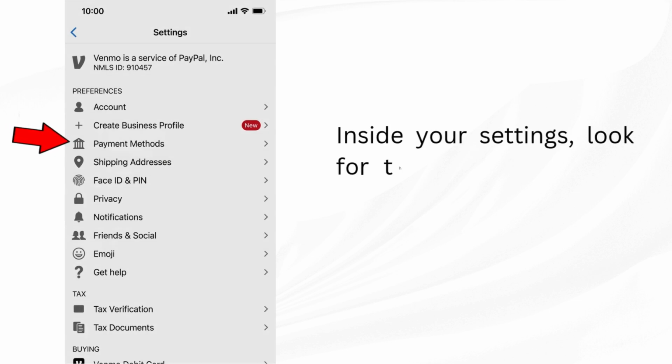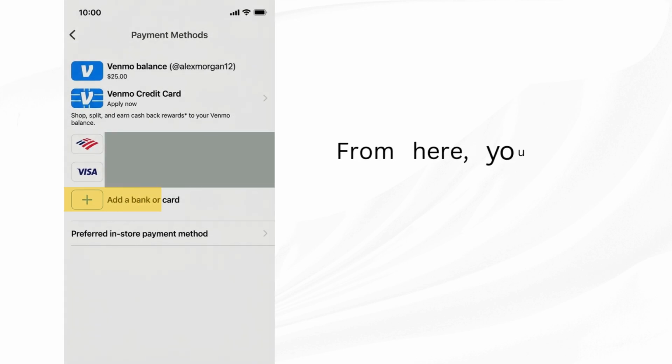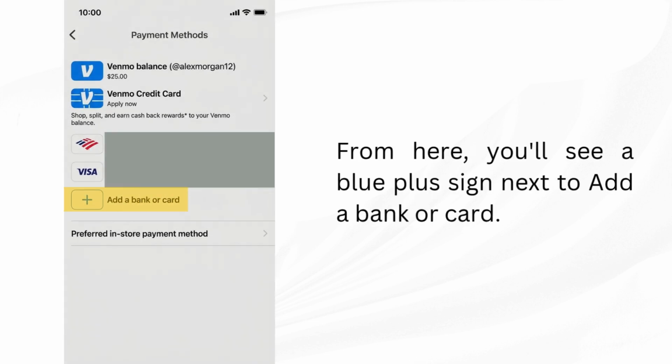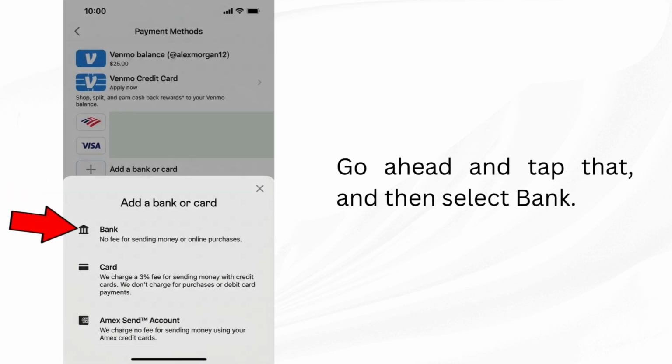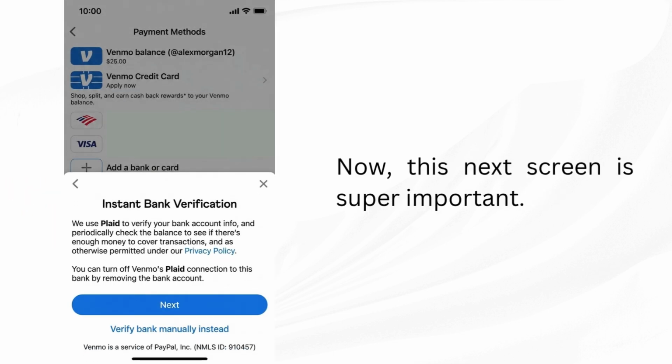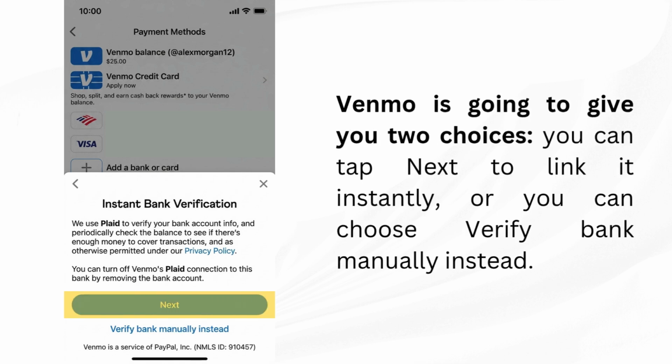Inside your settings, look for the option that says Payment Methods and give that a tap. From here, you'll see a blue plus sign next to Add a Bank or Card. Go ahead and tap that. And then select Bank. Now this next screen is super important. Venmo is going to give you two choices. You can tap Next to link it instantly, or you can choose Verify Bank manually instead.